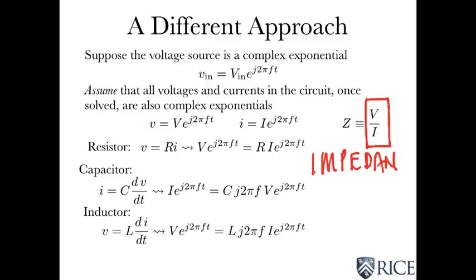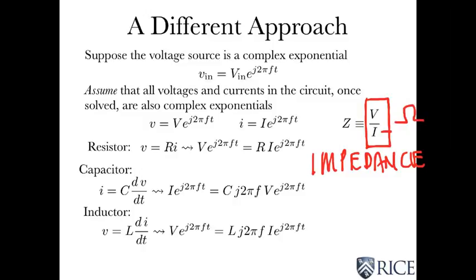So we're assuming that the source is a complex exponential at some frequency, and we now know that every voltage and current in the circuit is also a complex exponential. Well, let's hide the complex exponential for a while and just look at the complex amplitudes. We're going to define Z, the impedance, to be capital V over capital I. I want to point out that V is in volts and I is in amperes, so the ratio is ohms. So impedance has units of ohms.